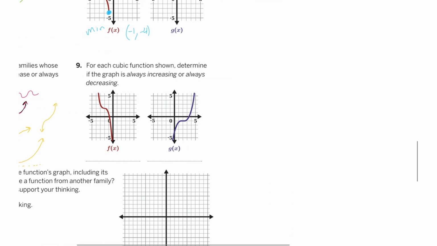For number 9, for each cubic function shown, determine if the graph is always increasing or always decreasing. And so in this one here for the red function, f of x, we can see that as we go from left to right, our y values are going down, and so we would say that this is decreasing. For our g of x, as we go from left to right, the y values are always increasing, even if it's a small amount. It is never decreasing. So this graph is always increasing for g of x.